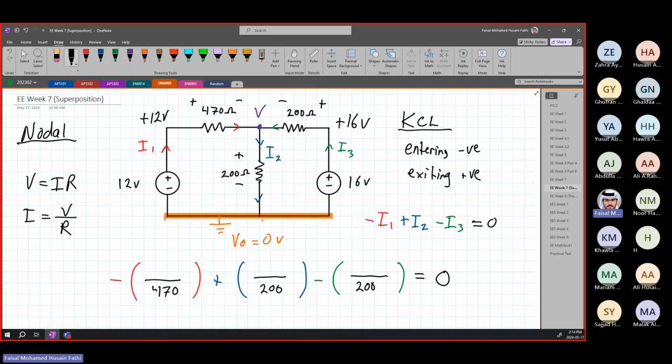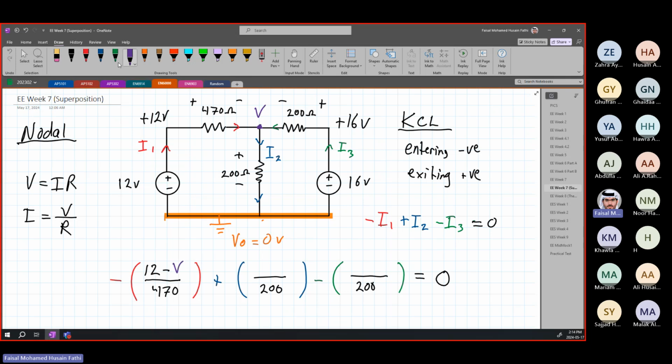How do we put in the voltages? Let's look at I1 first. For I1, whatever is on the plus side is going to go first, and then we subtract whatever is on the minus side. On the plus side, we have the 12 volts, so this is 12. And on the minus side, we have our nodal voltage V, which we need to find. So it's going to be minus V.